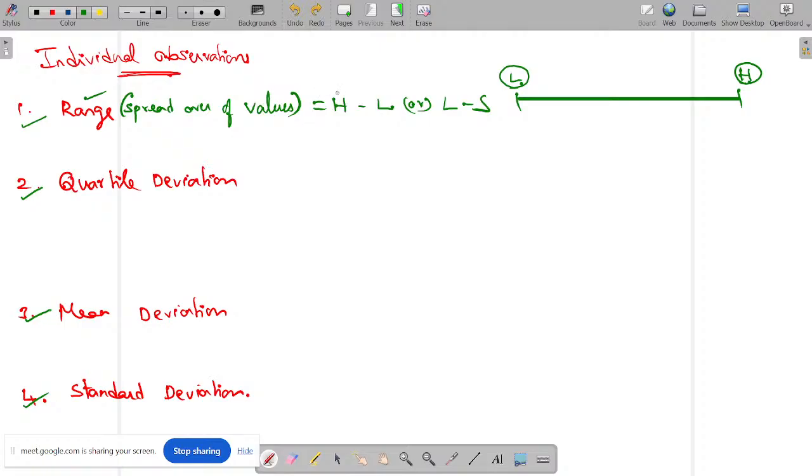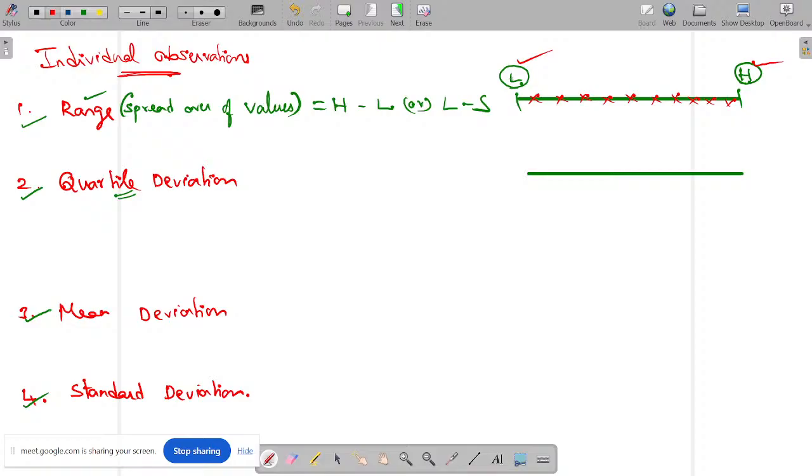Shall I go for quartile deviation? What do you mean by quartile? We have already done. It's about the positional measures. So let me again take the spread of the values. What happens if I take ranges? If you keenly note, I'm not considering all these values. Did you make a note of it? When I say range, only two values are considered, the largest and the smallest.